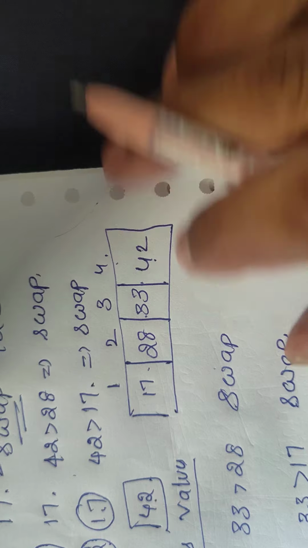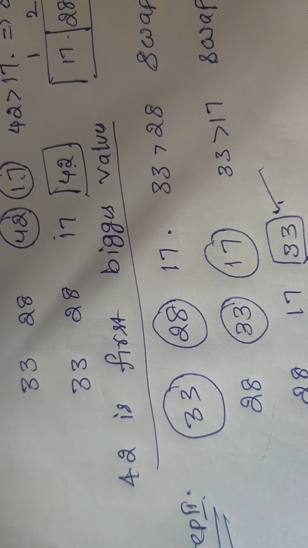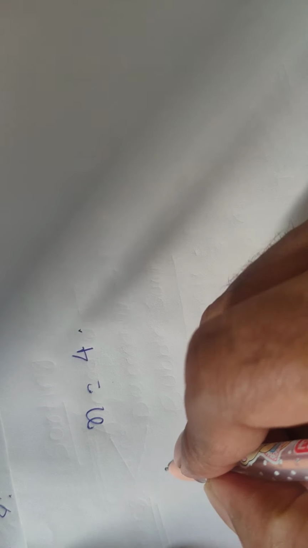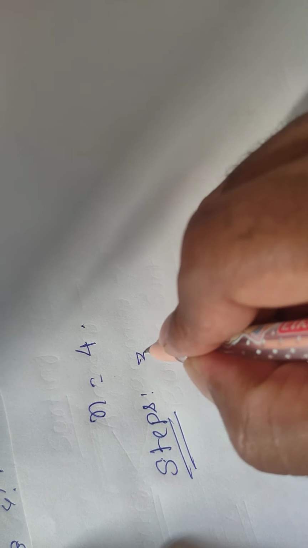But here is one point to remember: how many steps are available? First of all, what are the values? The total number of values is n. Next, how many steps are required? There are 3 steps.